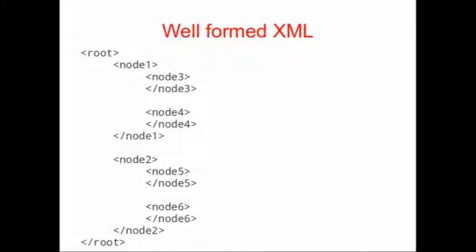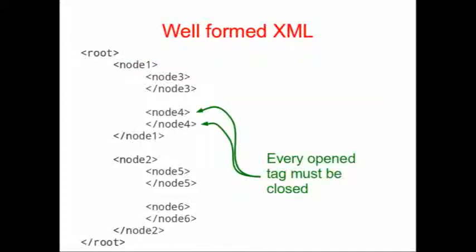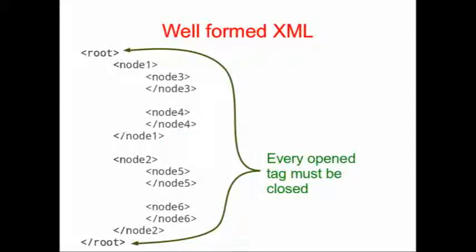Here's an example of well-formed XML. Every document has a root element. In this case I've called it root. You don't have to call it root. You can give it any name you want, as we'll see in just a second. And every open tag is closed. It's also important to see that there are no overlapping tags.